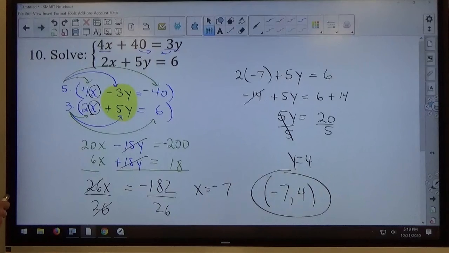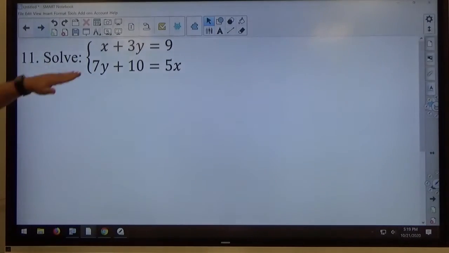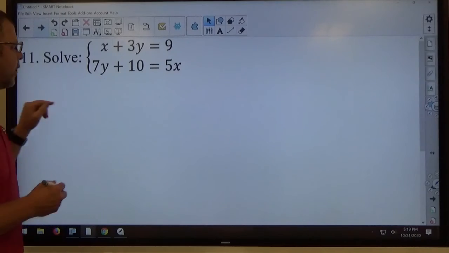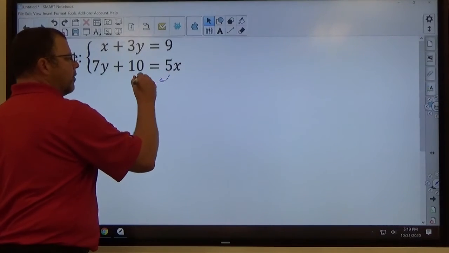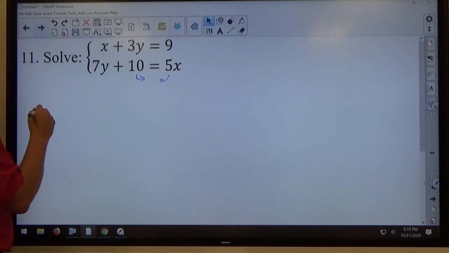I'll try to do 11 with no mistakes. So, number 11. The top equation is exactly as it should be. Something x, something y equals number. The bottom equation, x is over here, number's over there. So 5x has to go left, 10 has to go right. So since I have to change one of them, I'm going to go ahead and rewrite both of them.